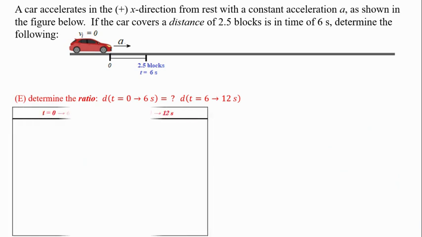All right, let's do part E. Okay, so part E here asks us to find the distance ratio between the first 6 seconds and then the second half of this, an additional 6 seconds, from 6 to 12 seconds.